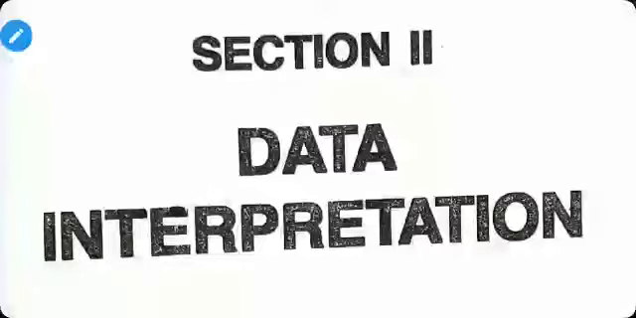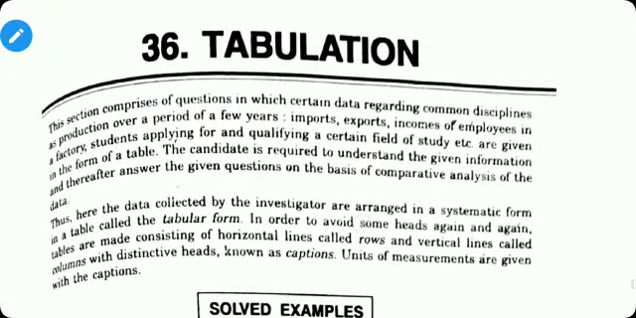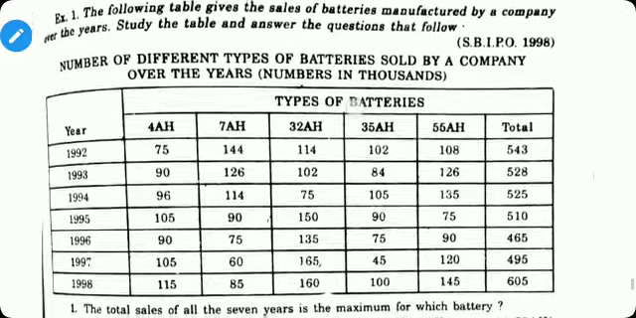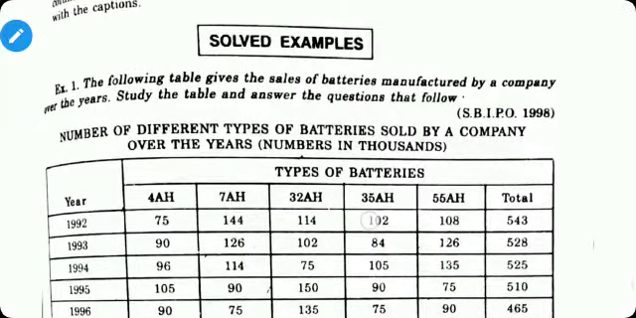Dear students, today we will start with Unit 5, which consists of data interpretation. So first is tabulation. In tabulation we have to observe the table, and according to that table we have to answer the questions by observing that table. So for example, this is the first table.